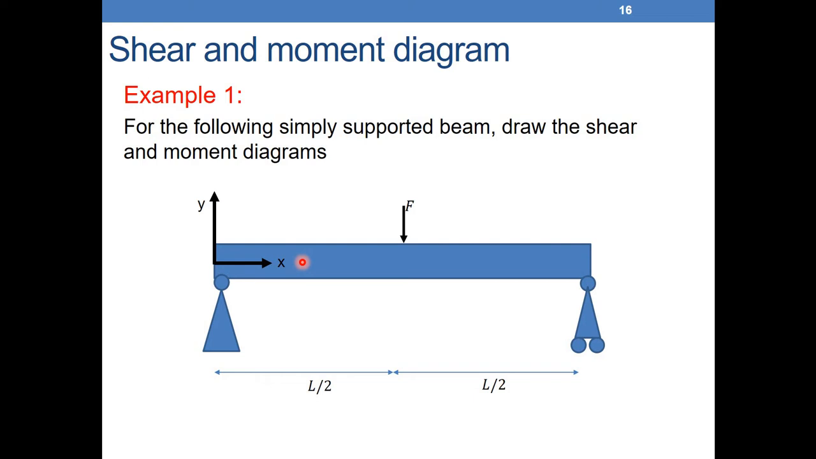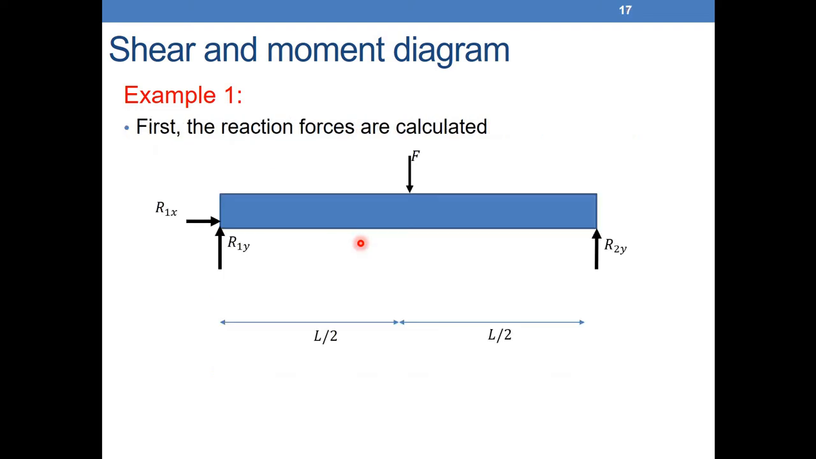So let's start. Before using the integration relations that we just derived, because this problem is simple, we just have a simply supported beam, with a pin support here, a roller support here, and a force in the middle. Let's try to do it like we used to do for the axial force. So how do we do it? The first step is always to find the reaction forces.